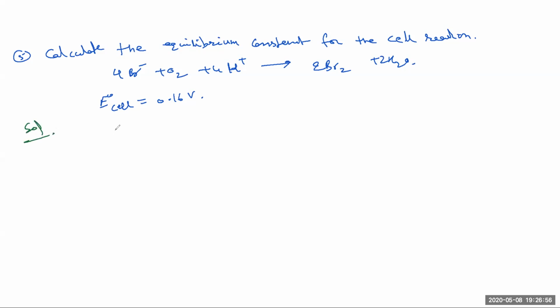I'll give the formula, you should calculate. What is the formula? E naught cell is equal to 0.0591 by n log of Kc. Kc means equilibrium constant. Now calculate. In the above equation, n value 4 and E naught value given, just a very simple log Kc problem. Do it fast. Tell what is the answer.